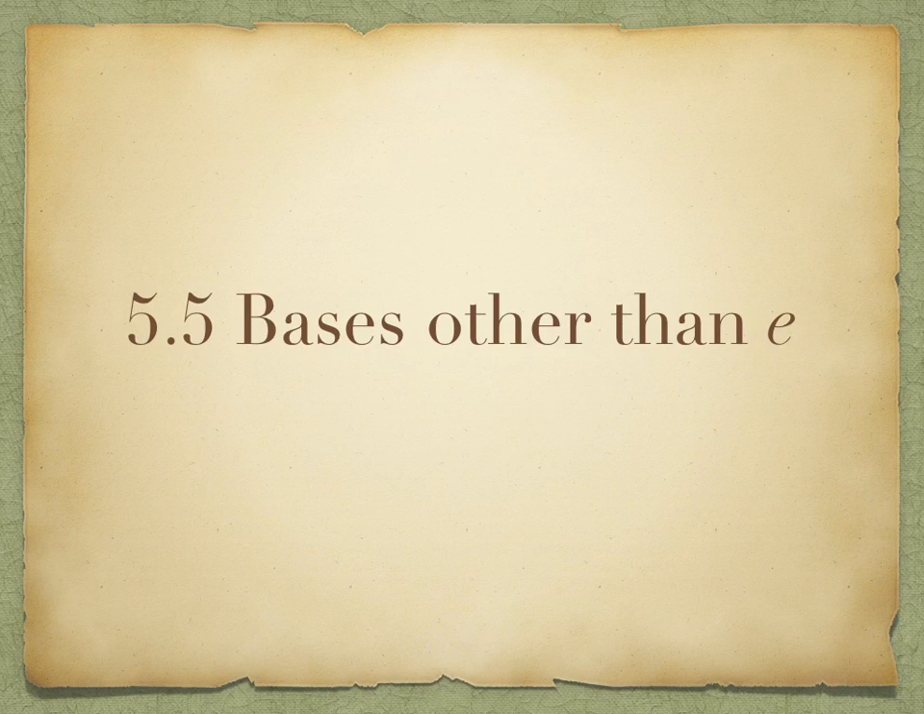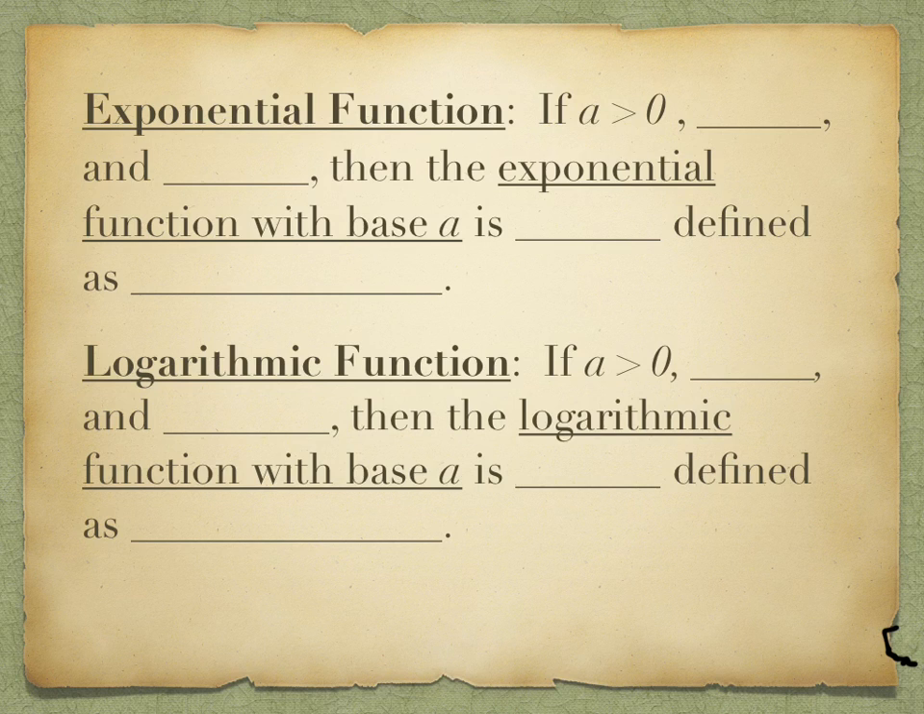All right, 5.5. So today we're going to take a look at what happens when we have bases that don't have e in them. When we worked before, we worked with base e functions. We're going to actually take functions now that have the same kind of form, a few features of them.